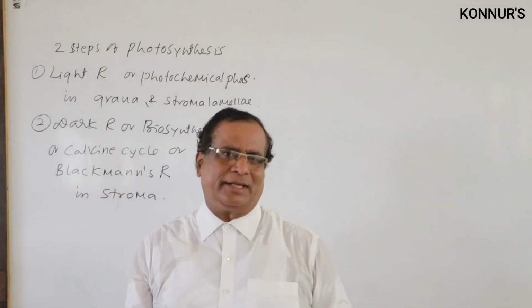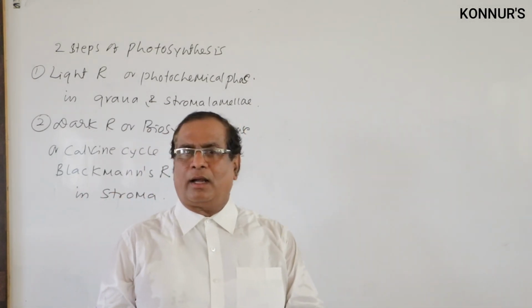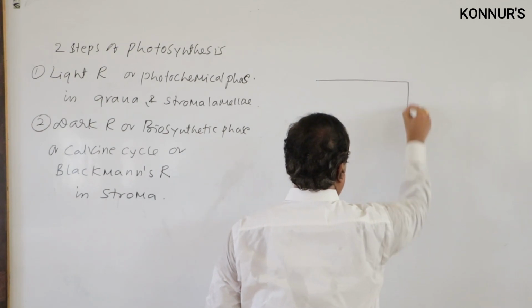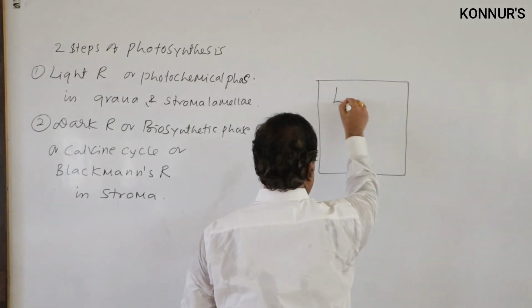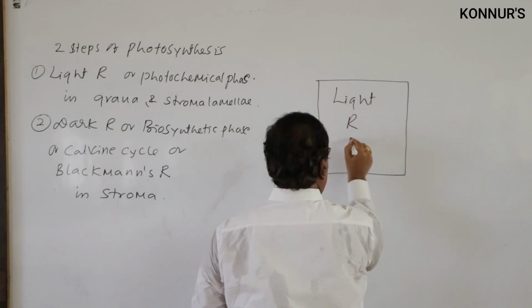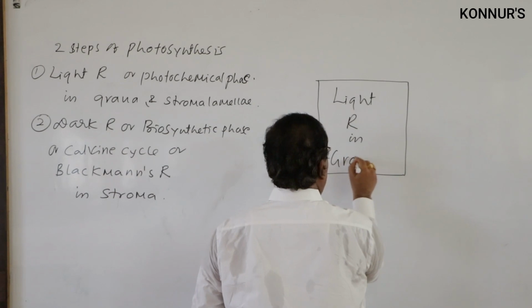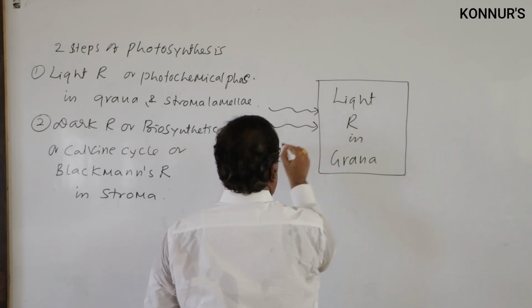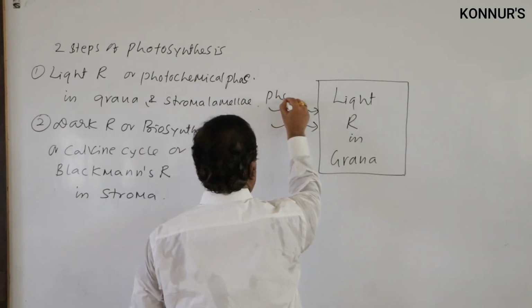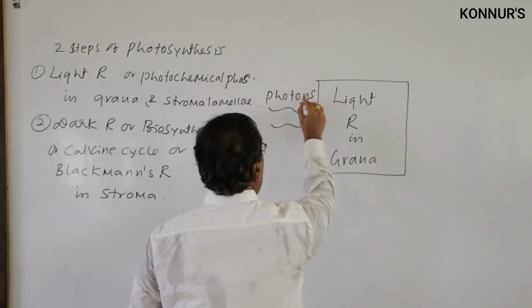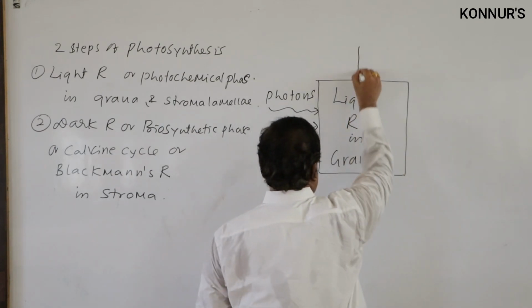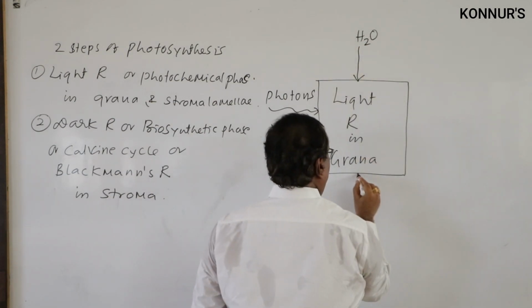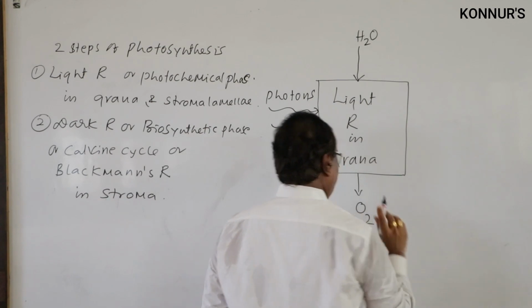How they are interconnected, that I will show graphically. See, this is light reaction. It is taking place in grana, or grana, plural form. It is in need of light energy, photons. During light reaction, one of the reactants used is water, and one of the byproducts formed is oxygen.